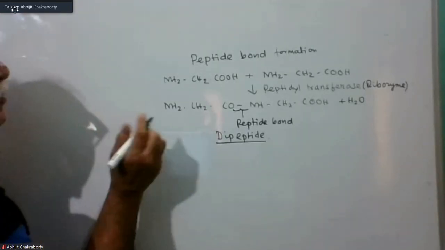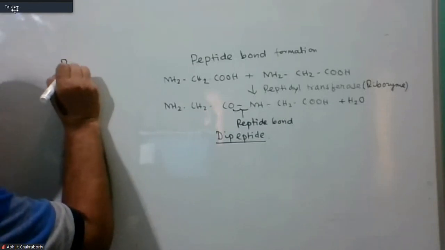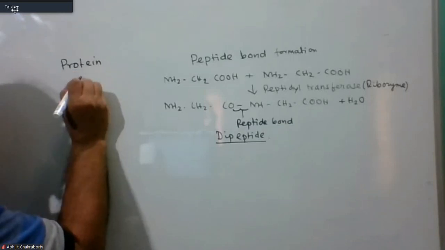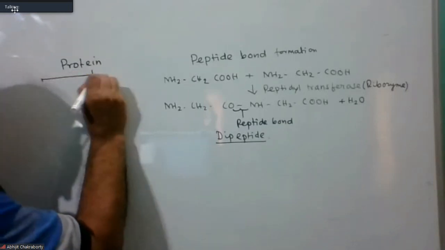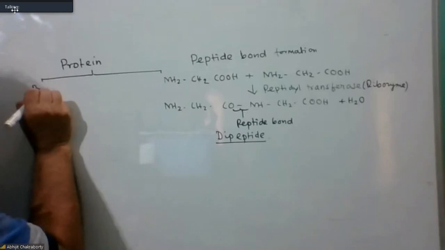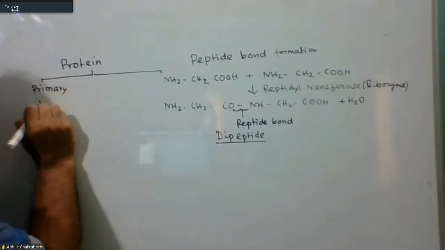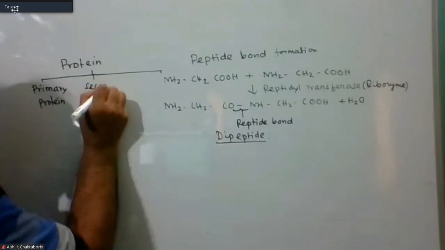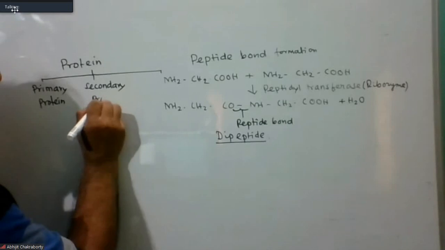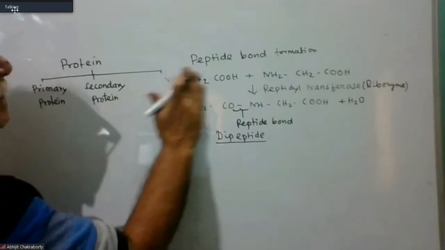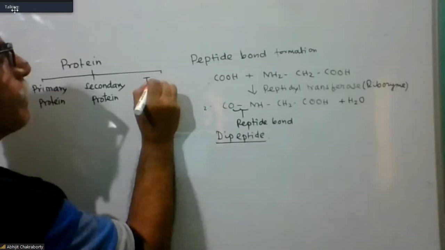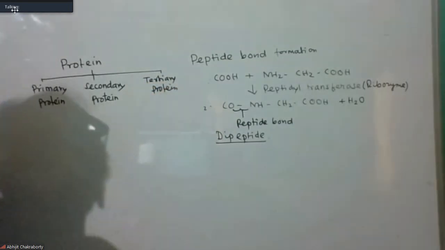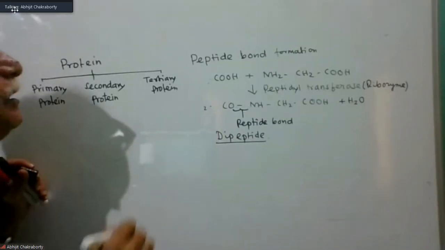Now the classification of protein. Primary protein, secondary protein, tertiary protein.